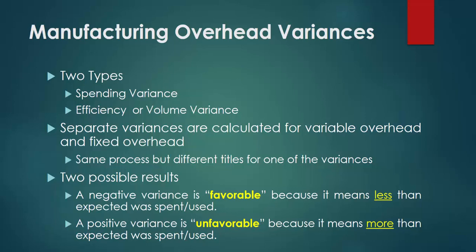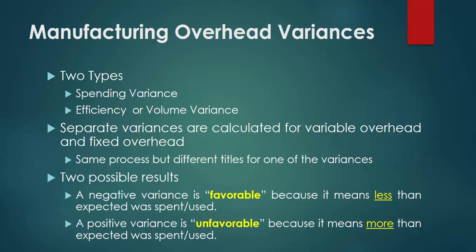Separate variances are going to be calculated for fixed overhead and for variable overhead. And while the process is the same for this, the titles are slightly different. Both have a spending variance, but for variable overhead, the quantity variance relates to efficiency, and for fixed overhead, the quantity variance is called a volume variance.